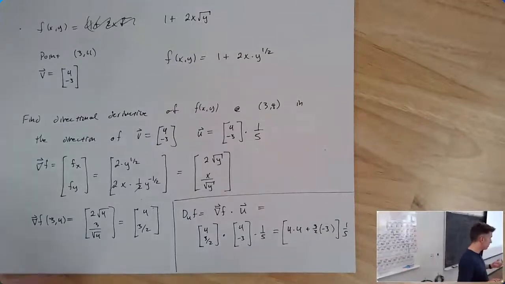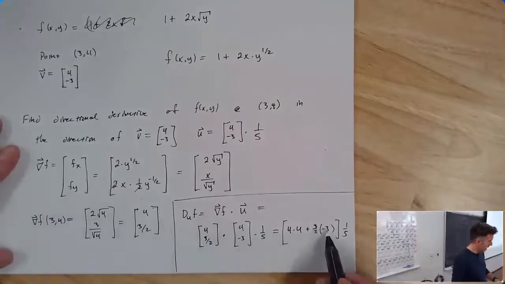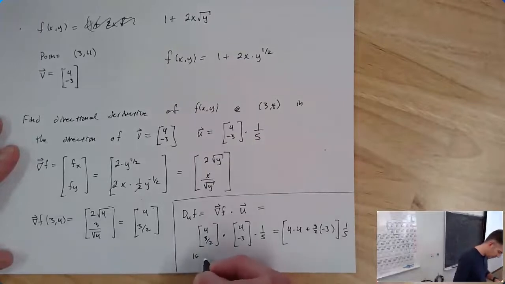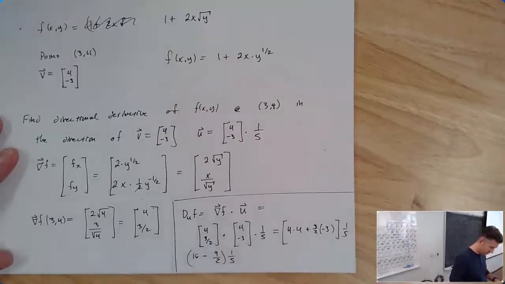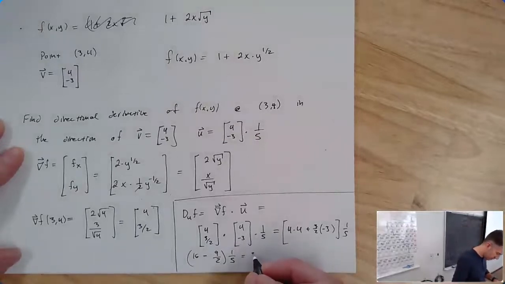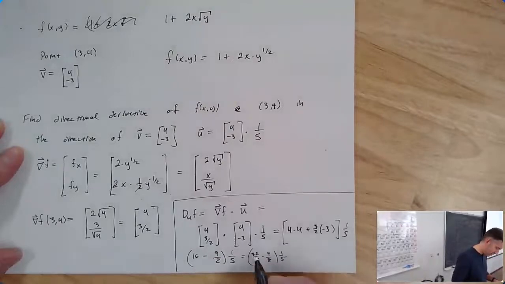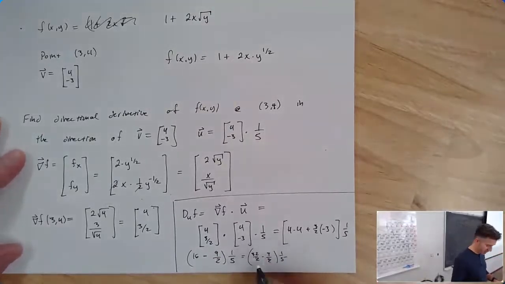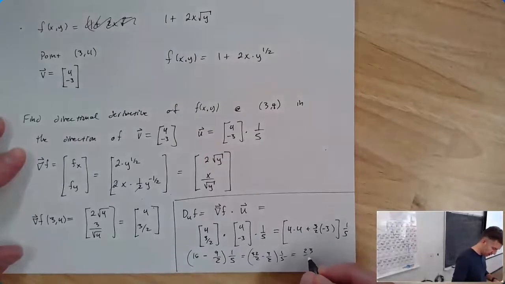Sure, that's right. So here's what we've got. I'm just doing it in a very slightly different way. I've got 16 minus 9 over 2, times 1/5. And 16 minus 9 over 2, I'm going to rewrite as 32 over 2 minus 9 over 2, times 1/5. 32 minus 9 is 23. 23/2 times 1/5 is 23/10.